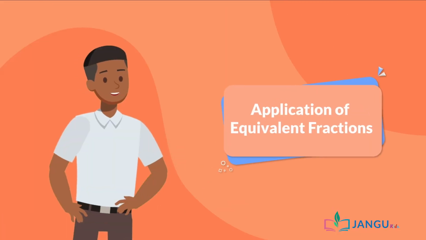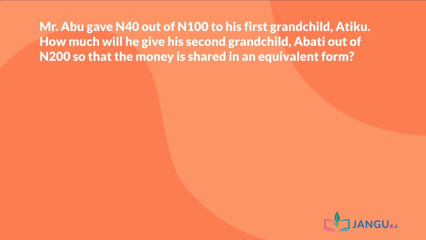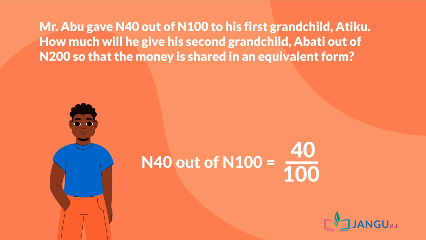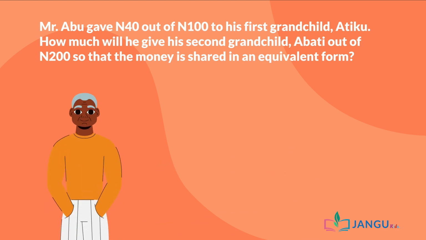Now let's see how equivalent fractions apply in everyday life. Mr. Abu gave 40 naira out of 100 naira to his first grandchild, Atiku. How much will he give his second grandchild, Abati, out of the 200 naira so that the money is shared in an equivalent form? First of all, we know that he gave Atiku 40 naira out of 100 naira, which can be represented as 40 over 100. Let's assume the amount of money Mr. Abu gives to Abati is X naira, which can also be represented as X over 200.